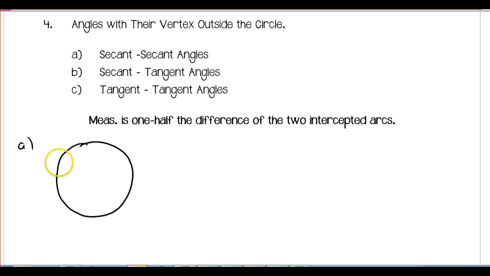So here's our circle. We've got a secant-secant. A secant is kind of like a chord except it extends outside the circle. Basically, a secant is a line that intersects the circle in 2 spots. So I've got A, B, C, D, and E.